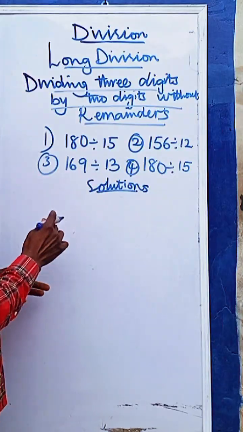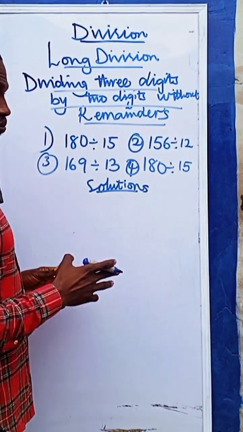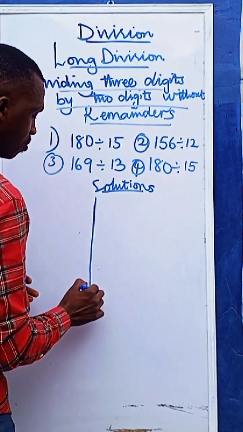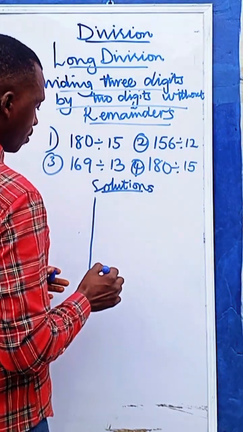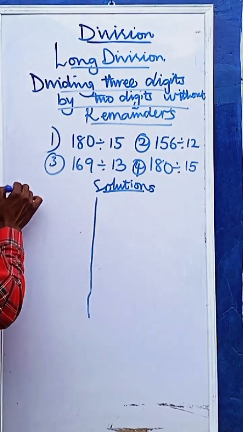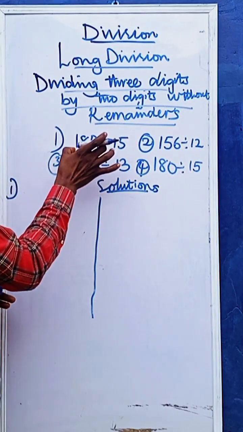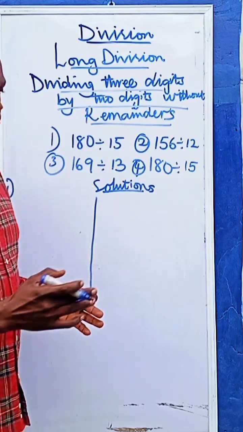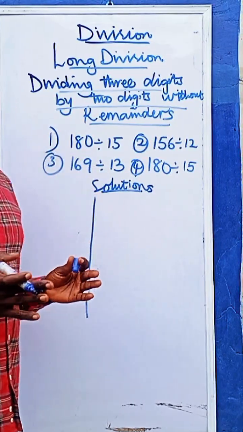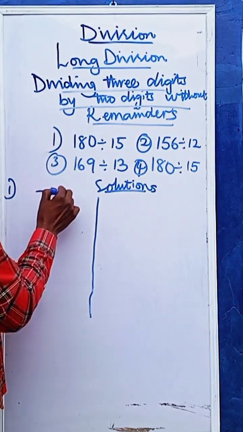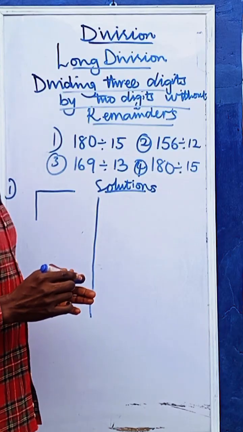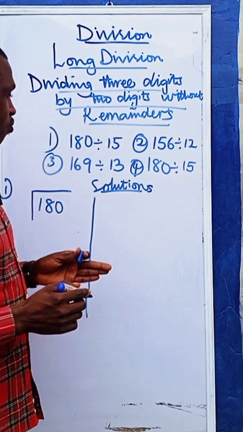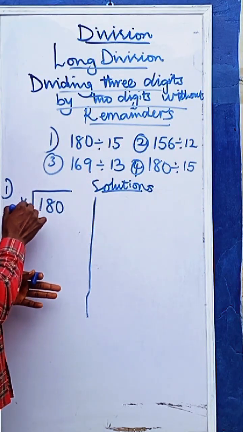Now, what about our solutions? Let's look at the first one here. How do we solve this? We will just have to partition the board. We have 180, and in this case, we know 180 is our dividend, 15 is our divisor, while the answer we are going to solve for is our quotient. So we bring our dividend inside, which is 180, then we bring our divisor outside here.